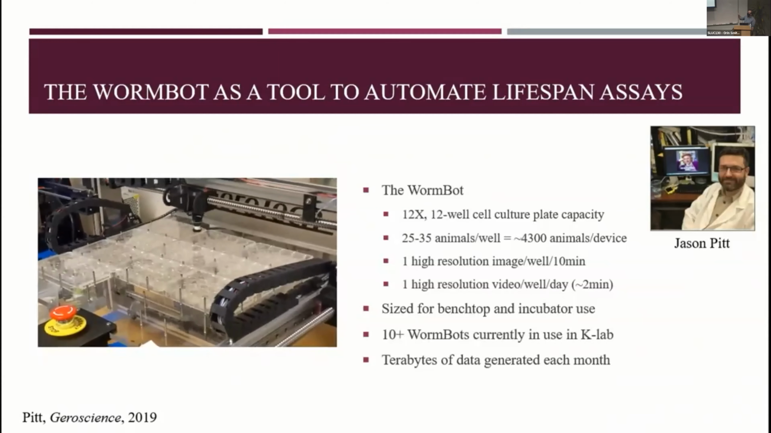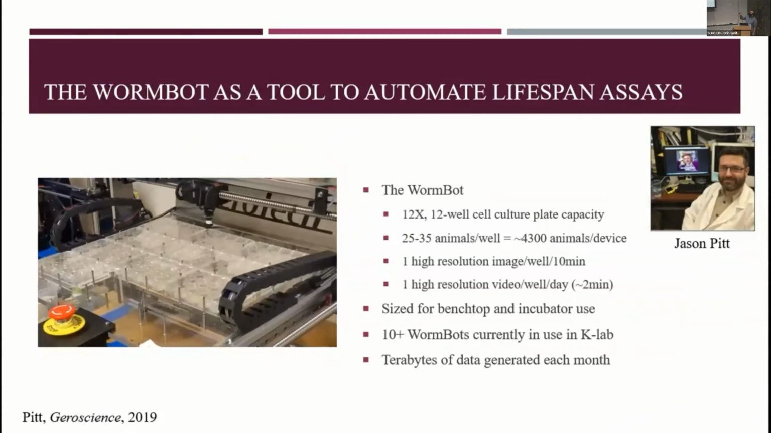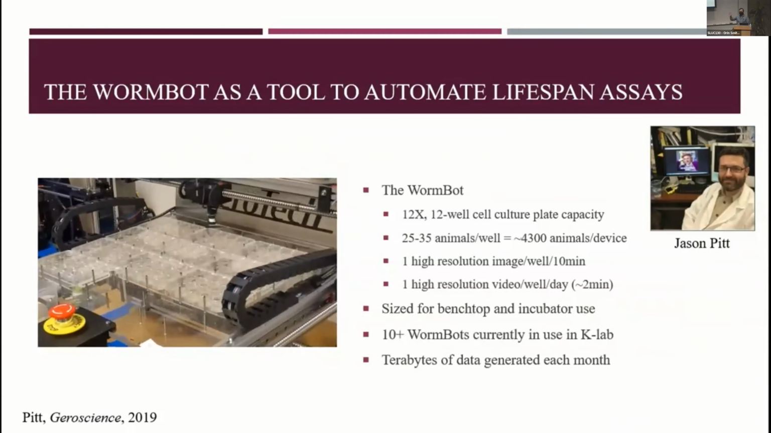And then on top of that, what's not shown here is that we take a high resolution real-time video once a day, looking at it 30 frames per second, where we can actually start to look at animal behavior. And so we've got a variety of these in lab. Some are sized for benchtop, some are sized for incubators, and we're generating terabytes of data every month.